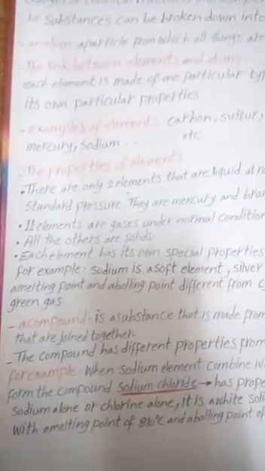What are the properties of elements? There are only two elements that are liquid at room temperature and standard pressure. These two elements are mercury and bromine. 11 elements are gases at room temperature and standard pressure. All the other elements are solids. As we said, each element has its own special properties.